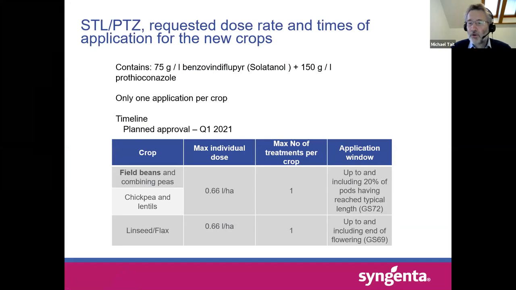So the product is based on a combination of solatenol and prothioconazole, and we have applied for only one application per crop. This product is a sort of replacer for what was used a few years ago, Aviator Elite. That had two applications, but we only applied for one application in this crop. You can see there that we're looking for use in field beans and combining peas, along with chickpeas, lentils, and at some stage, linseed and flax. And on the side there, you can see the application windows that we've requested, and we're obviously hopeful that that is what CRD will grant us.